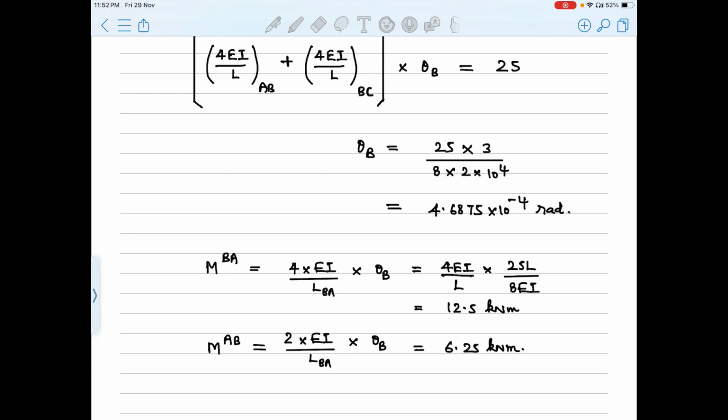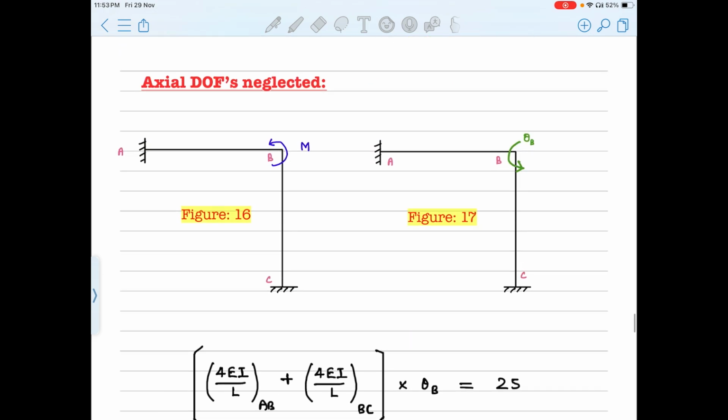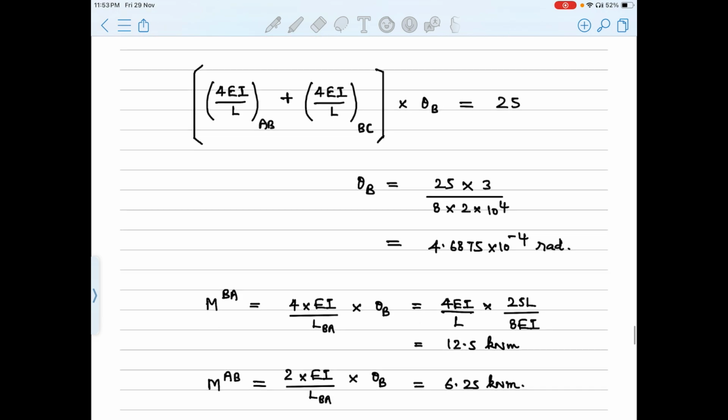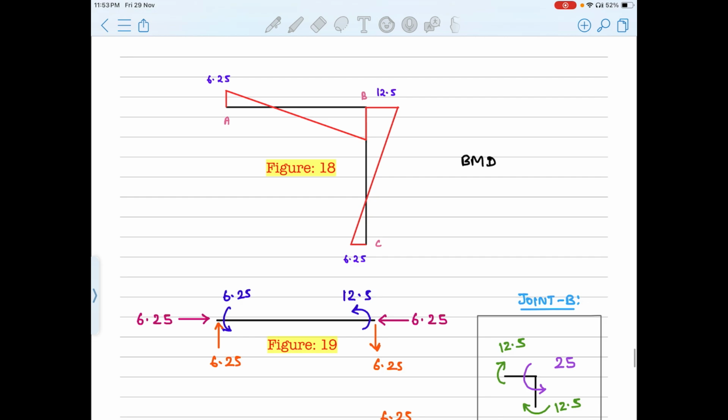Then, using the particular expressions for MBA and MAB, you can get those values. I already told you this will be 12.5 and 6.25, based on the moment distribution method. So 4EI/L theta B and 2EI/L theta B are the expressions one gets using the slope deflection method. Once you know these values, that is MBC, MCB, MBA and MAB, you can draw the bending moment diagram straight away.